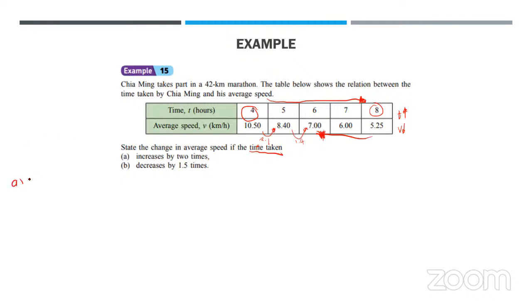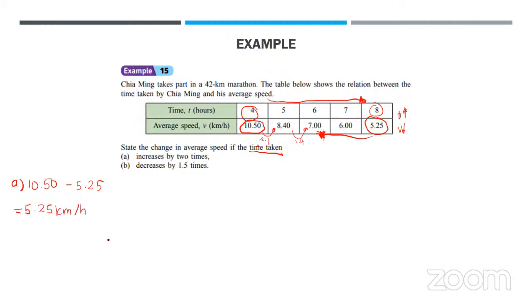So state the change in average speed when the time taken increases by 2 times. So now we have to look at the respective speeds of the time. We see here that it is 10.50 and 5.25. So now you want to find the increase. You just take 10.50 minus 5.25. Now I'll put that in my calculator and we will get 5.25. We can't forget the unit, kilometer per hour. Okay, so that is the average increase when the time taken doubles.